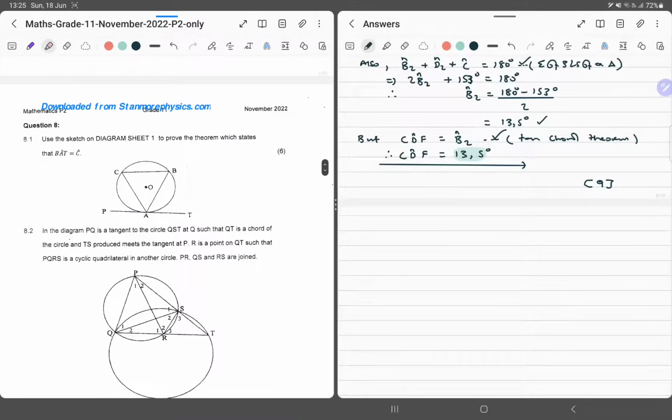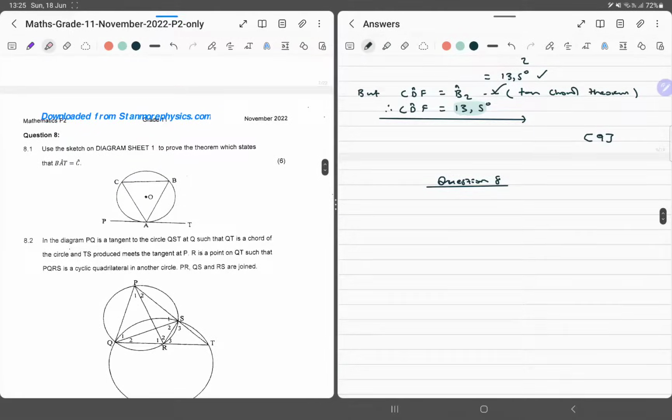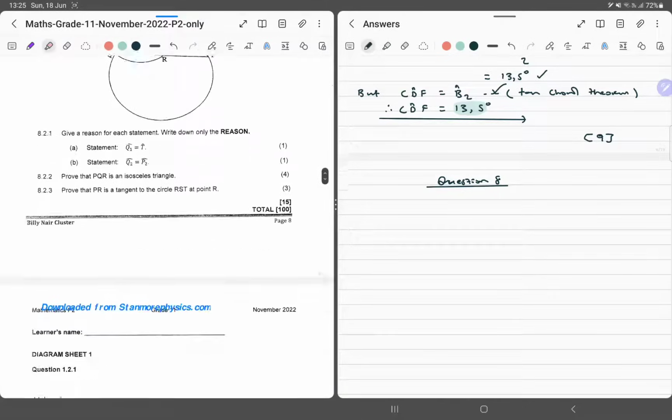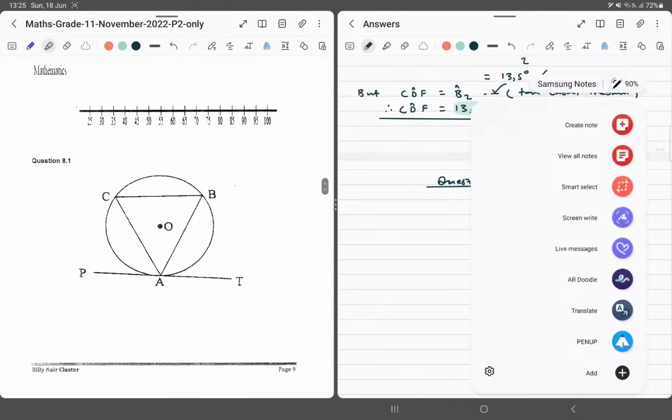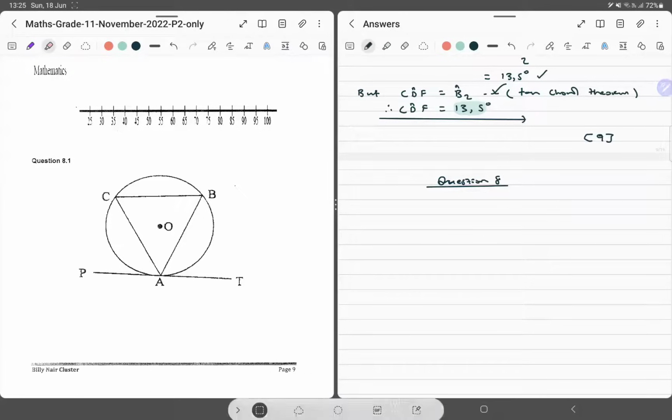So let's do question 8. So question 8 says, use the sketch on the diagram sheet to prove the theorem which states that. Okay, let's go look for that sketch. There it is. So we've got fancy things, doing fancy stuff.